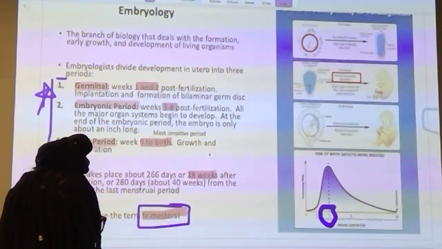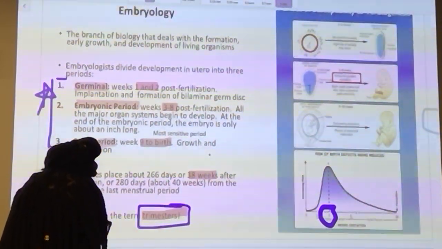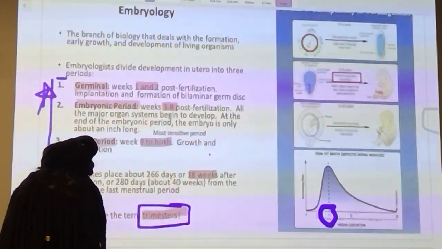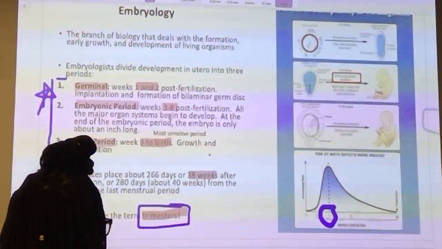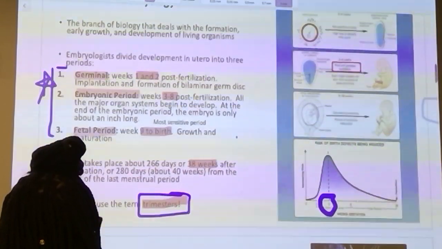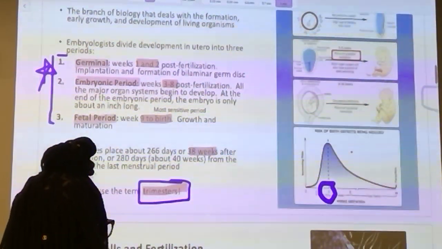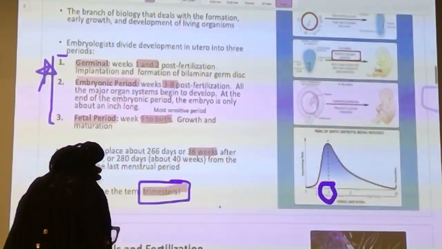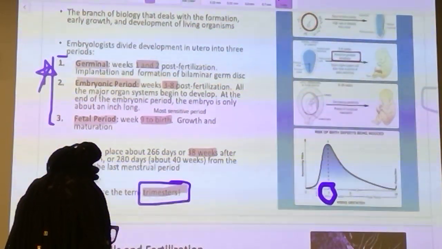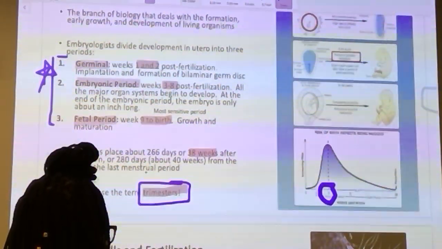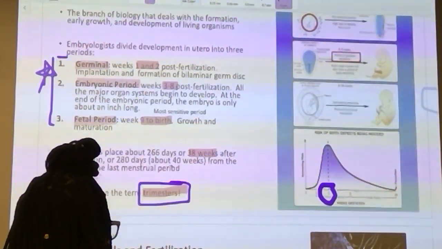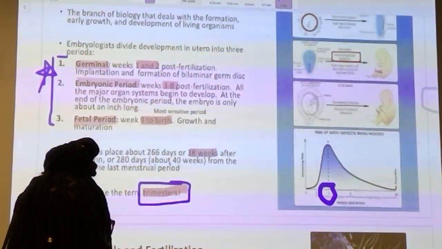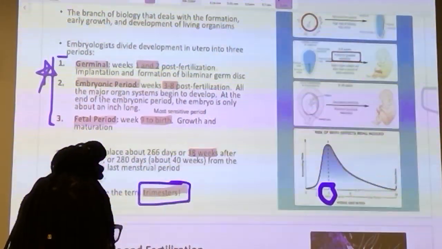If she asks you to date a fetus, and then she gives you the date of the woman's last menstrual cycle, you just add 2 weeks. Everyone got that? So if she asks you to identify the age of the embryo, and she gives you the date of the last menstrual period, you just add 2 weeks. If it was 18 weeks ago, the fetus is 20 weeks old.